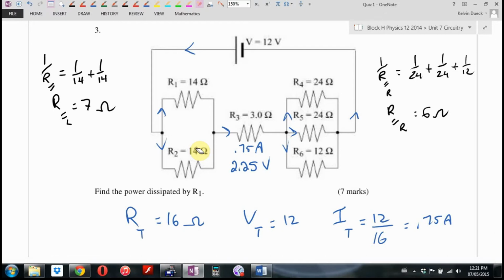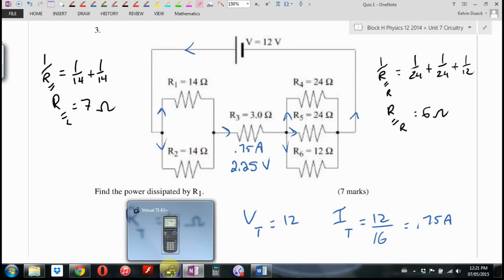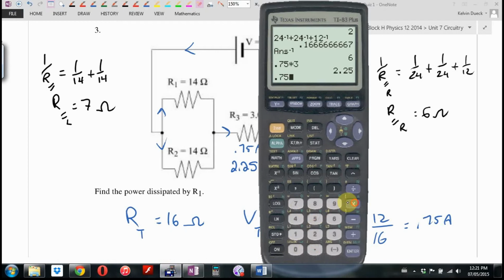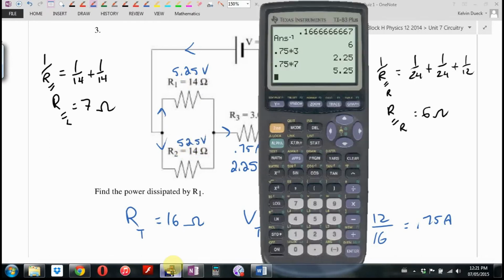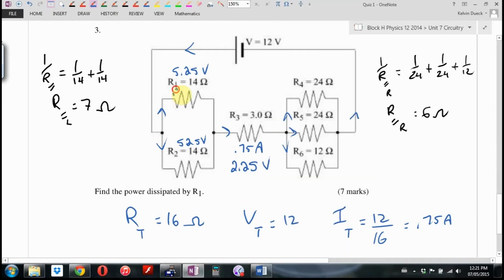I would now also say, okay, the voltage drop through here, this is the same as a 7 ohm resistor. So the voltage drop through each of these is I times R. It's 5.25 volts. 5.25 volts, and that now lets me find the current, because the current is going to be V over R, and there's my 0.375 amps. And I could find the other stuff.